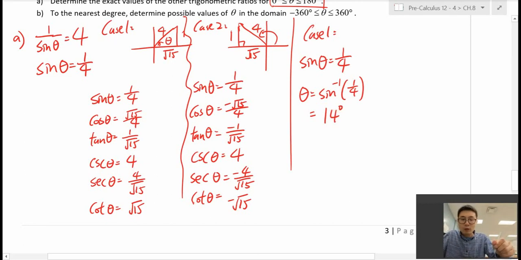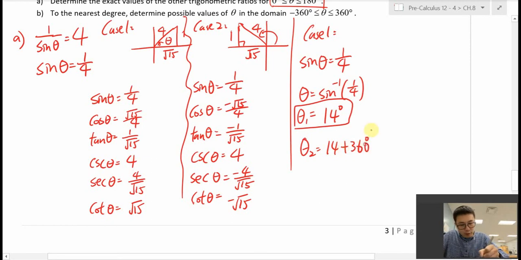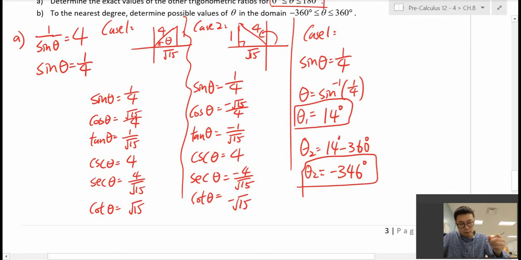Now, the domain goes from negative 360 to positive 360. So that means we need to find other answers that would be the coterminal angles, because if it's a coterminal angle, they end up with the same terminal arm. So this is my first answer. I'm going to call this theta 1. I can find a second answer by simply adding 360. Now notice, if you add 360 to 14, it's going to go beyond our domain right here. It's going to be more than 360. So instead, I am going to subtract 360. So this will give me 346 degrees. So that's my second answer.